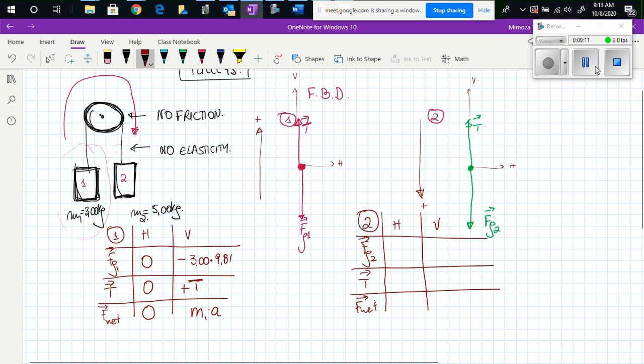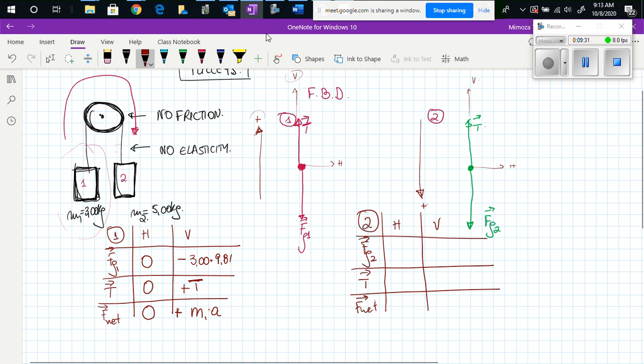Now, for the first object, is it positive or is it negative? Since object 1 is moving up, it is moving in the same direction as the positive vertical. So this will be a positive value.